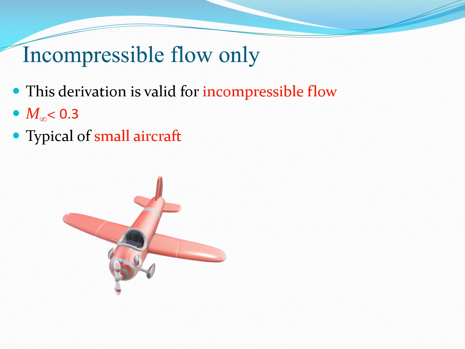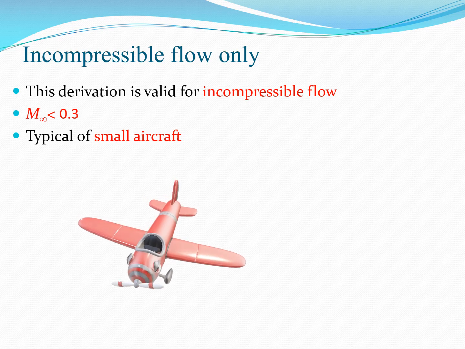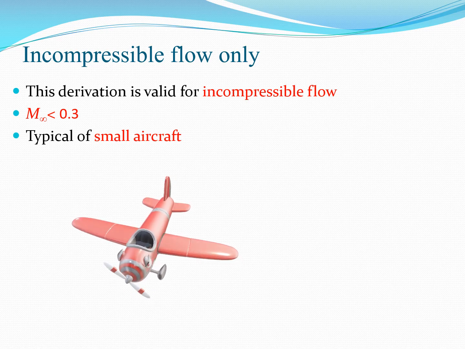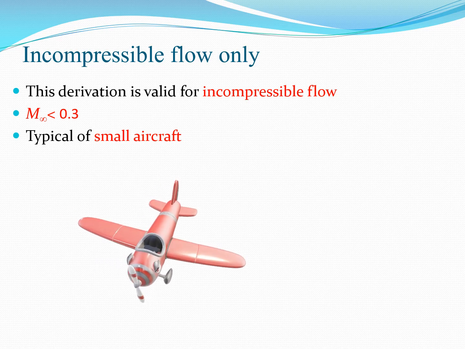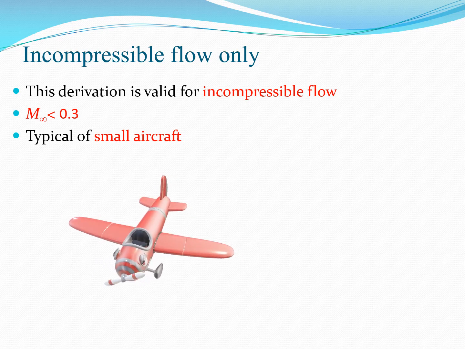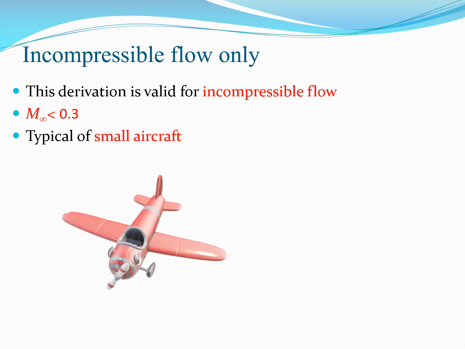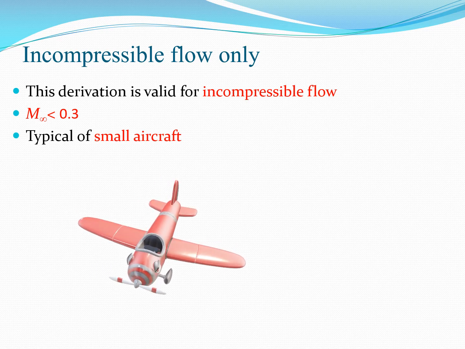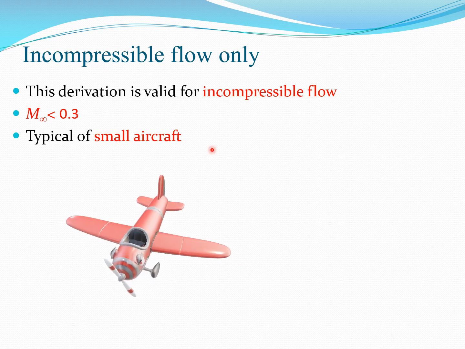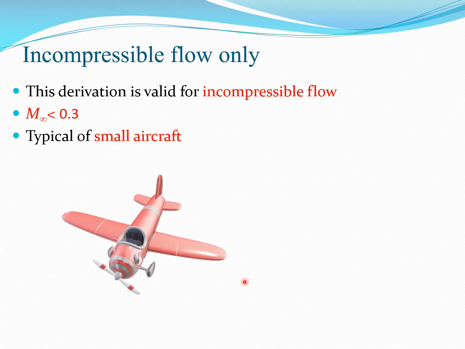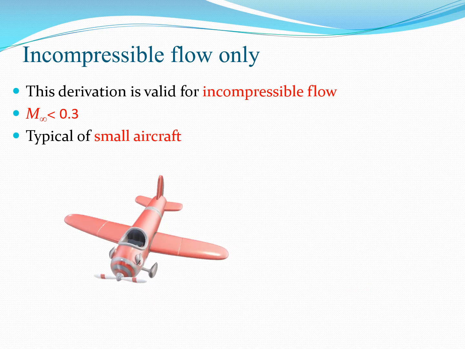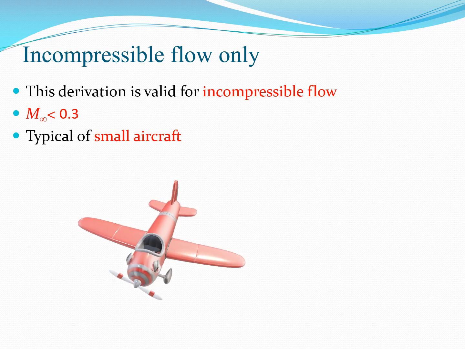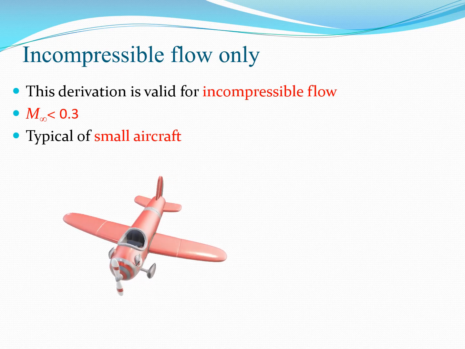The derivations I showed you today are all for incompressible flow. You clearly saw that I was considering density to be constant on that streamline where we applied Bernoulli's equation. So Mach number is typically less than 0.3, and this is typical for small aircraft. I have shown, for example, a small aircraft like this here. These are often used in training, for pilots who are trying to learn how to fly. So in all those kinds of regions, we can consider incompressible flow.